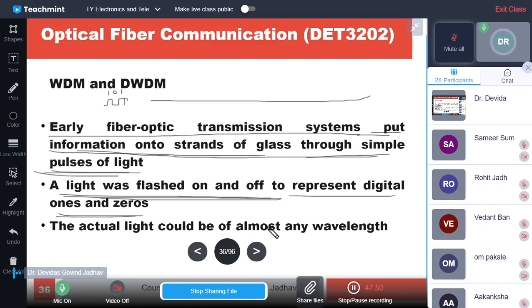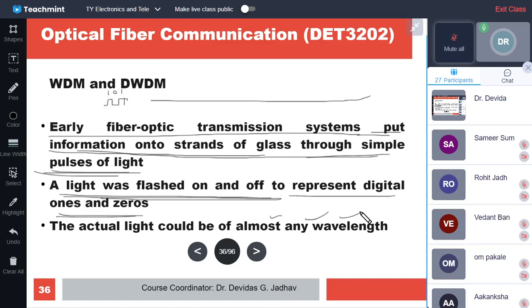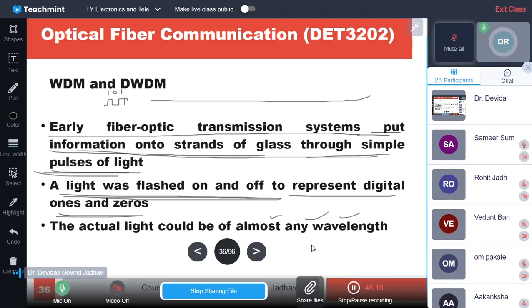The actual light could be of almost any wavelength. So the wavelength is not important in those cases. In the early optical fiber transmission cases, the wavelength is not important. Wavelength is important only for efficiencies, coupling efficiencies. That source is of this wavelength, so the detector must be of the same wavelength to have efficient detection. So that much is the care taken in those early fiber optic transmission systems.